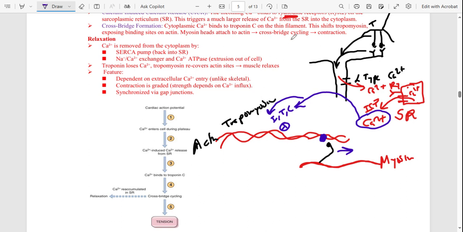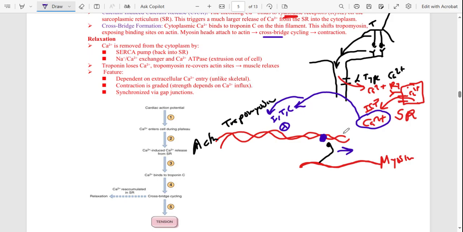And so the first thing that happens is the cross bridge cycling. The head of the myosin binds to the myosin binding site on the actin. And then it is pulled. And that's how the contraction is going to happen.